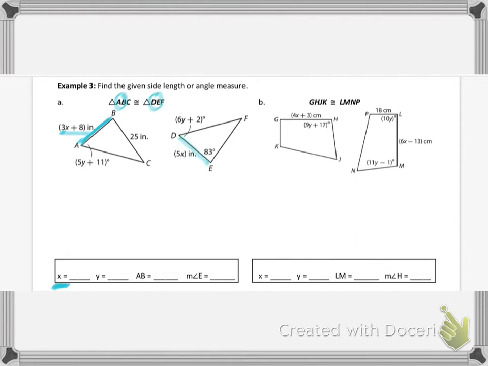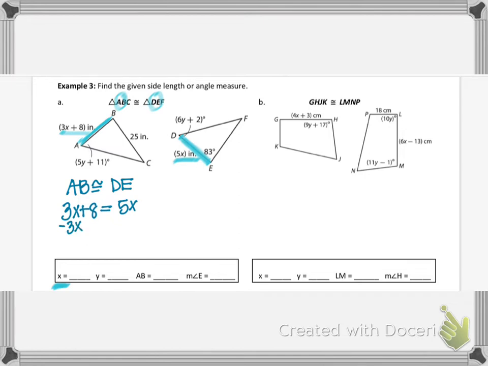Well, if I look over here, DE also is labeled with x. And so what I know about those two sides is that AB must be congruent to, or equal, DE. And so if I use substitution and plug in what the drawing says these are equal to, AB is 3x plus 8 and DE is 5x, I have a simple equation now that I can use to find out what x is.